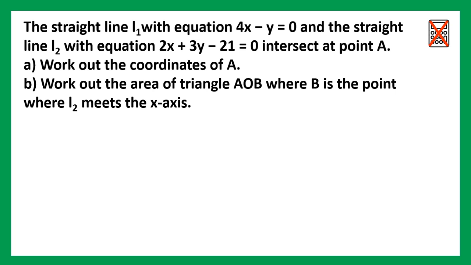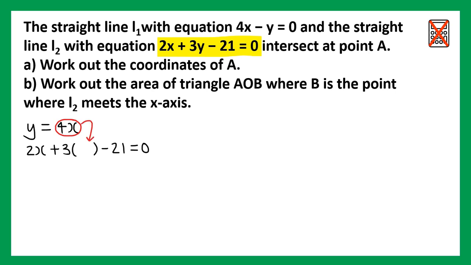I can do this by solving simultaneously. 4x minus y equals 0 can be rearranged to give me y equals 4x, and substituting y, which is equal to 4x, into the other equation will eliminate y. 2x plus 3y minus 21 equals 0.